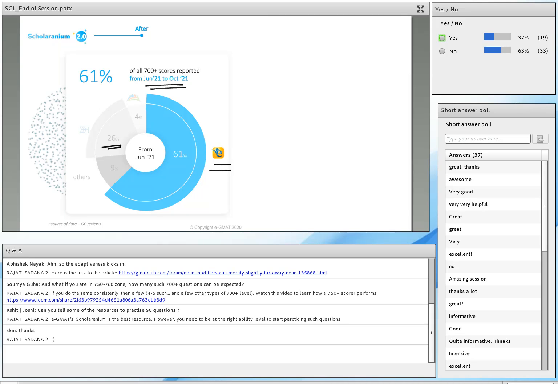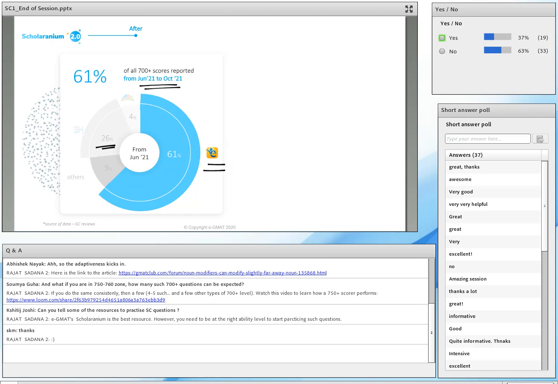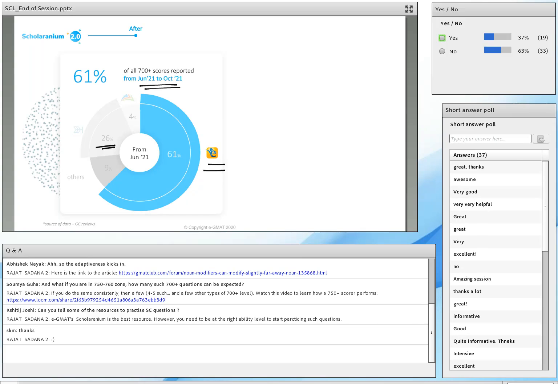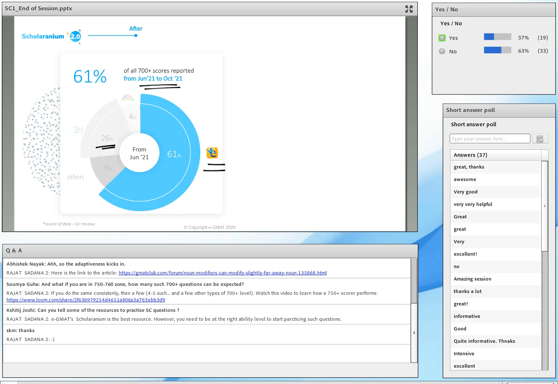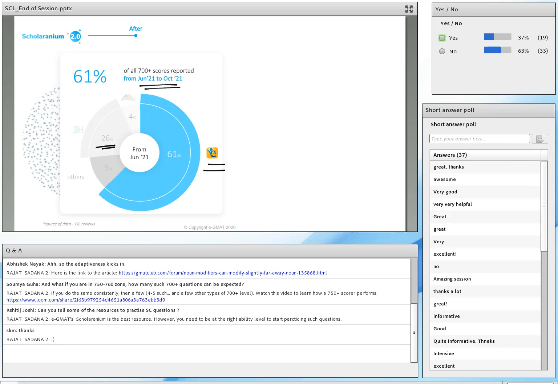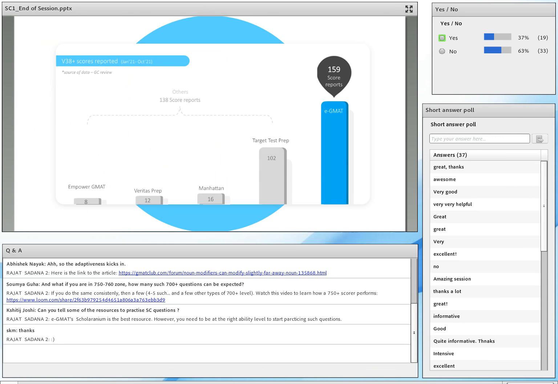And all the other partners, and mind you, GMAT Club had about 12 partners at that time, so all the other partners outside of e-GMAT and Target Test Prep, together accounted for just about 14%. Okay, and this is a bit better split of it. Again, very similar data points, and you can really see that over here.